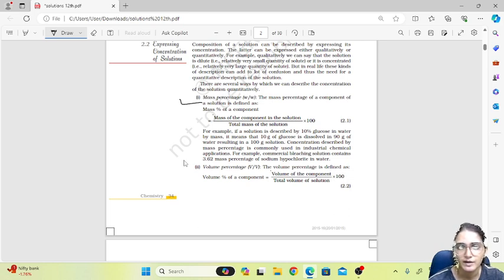If a solution is described as 10% glucose in water, what do you mean by 10% glucose in water? That means the solution will have a total of 100%. In that, 10% will be glucose, so I will write 10% glucose. Now the solution is made up of glucose and water, no? So the other 90% which remains will be water. So 90 and 10 make 100%, which is the glucose solution.